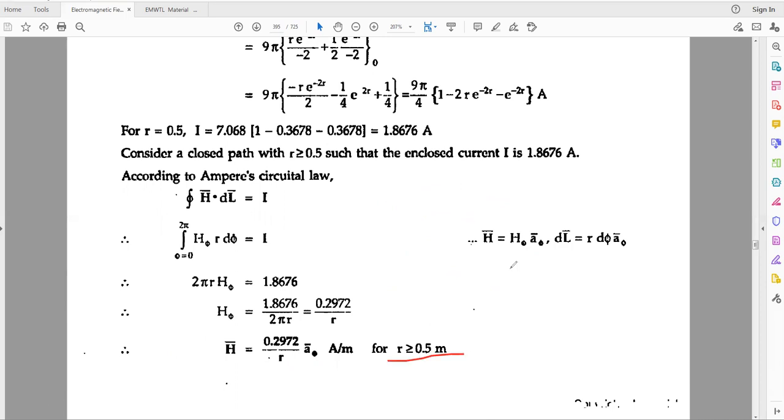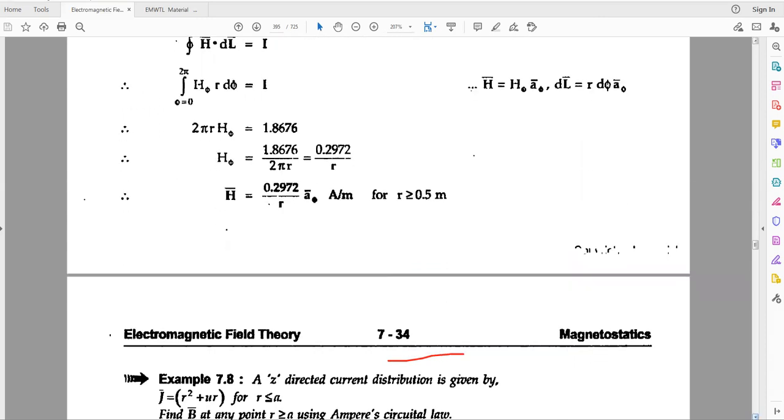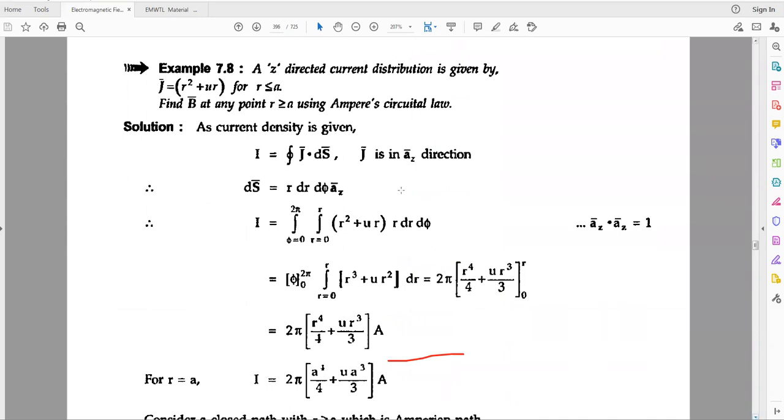That is for r greater than 0.5 meters. Got it, my students? Coming to the next example.